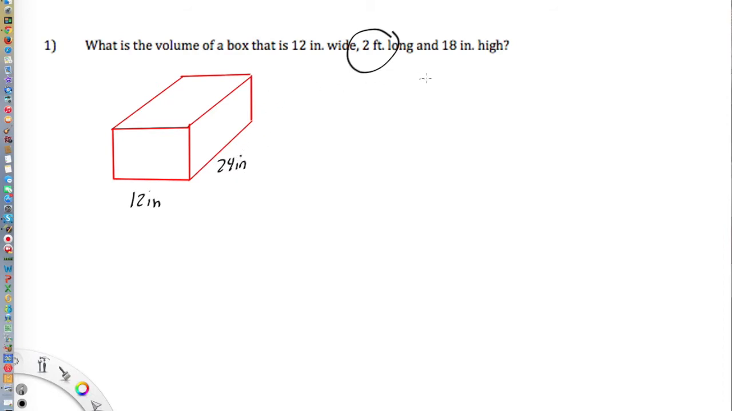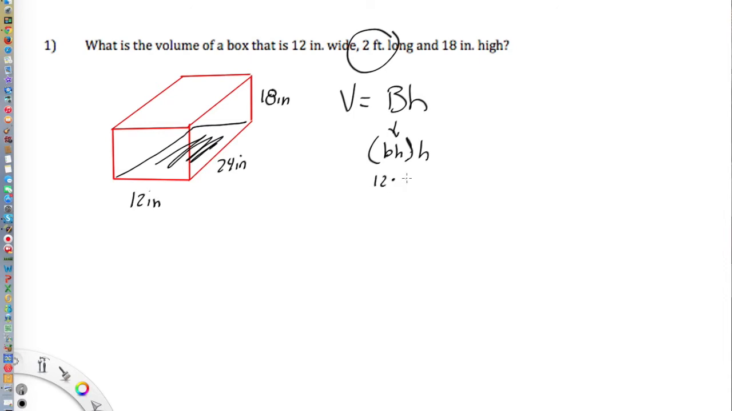Then my height of this box is 18 inches. So I'm going to use volume is equal to big B times H. My base shape is this rectangle in here, and big B is the area of my base shape, which is a rectangle, so it's base times height, times the height of my prism. So the base is 12. The height of the rectangle would be 24, and then the height of my prism is 18 inches, and these are all inches.